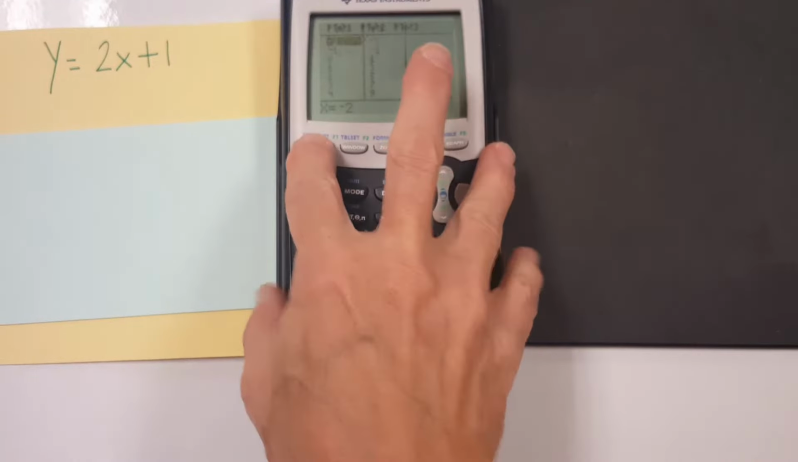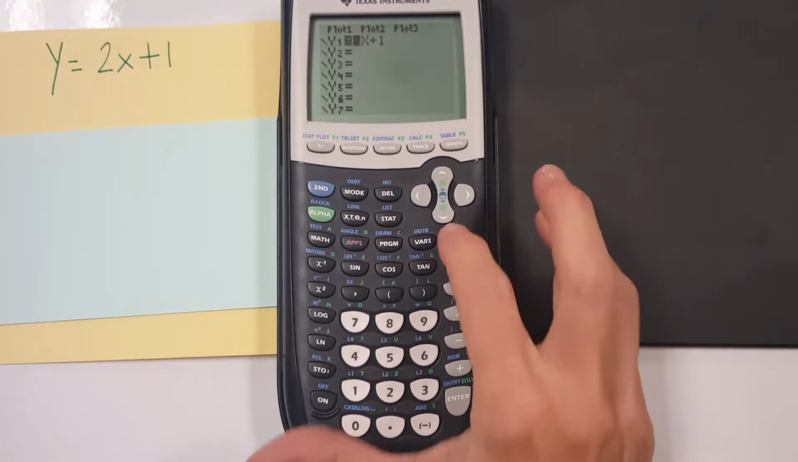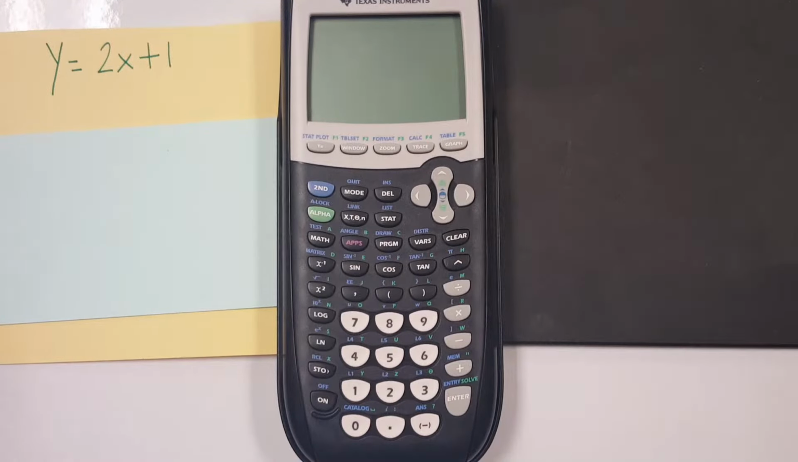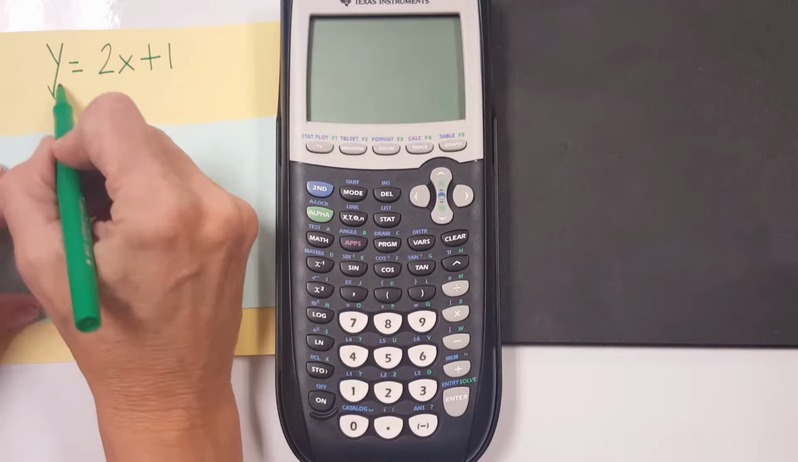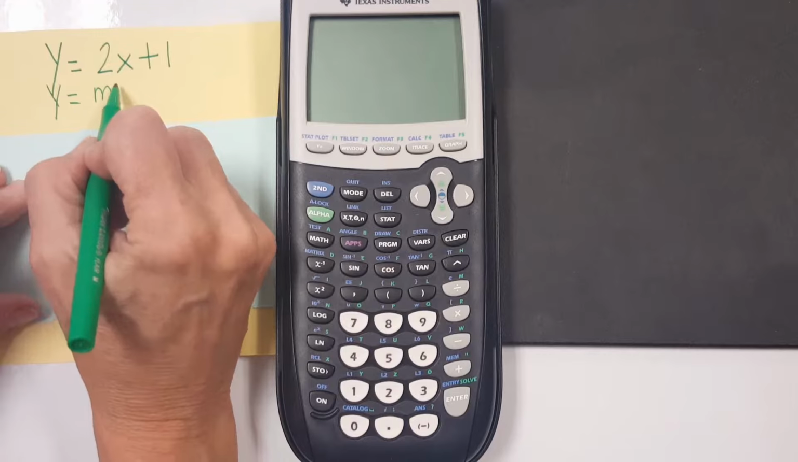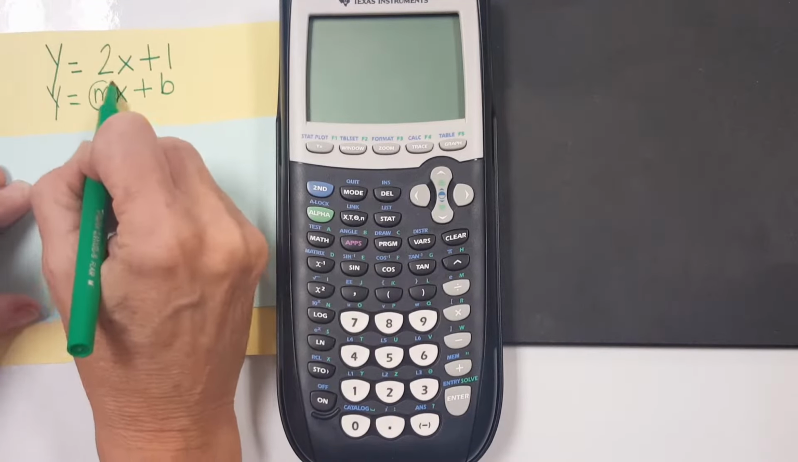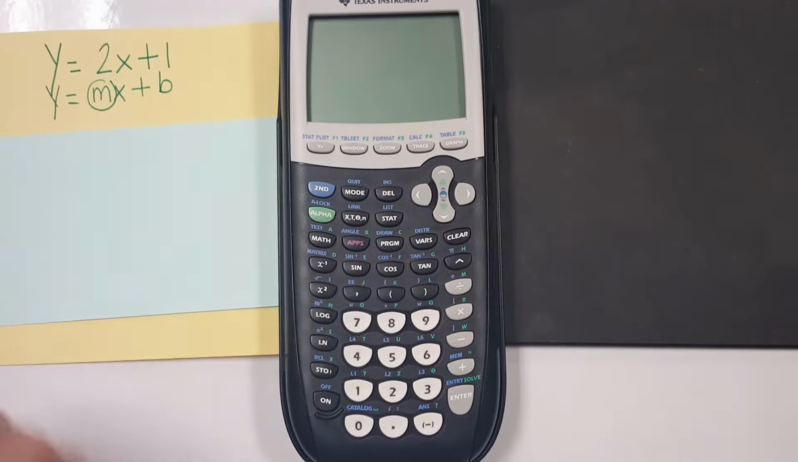So today we are going to learn how to use our calculators to graph equations, to graph functions, so that we can make graphs and we can make tables and we can find answers mostly to things we don't even know that we want. So I have an equation, y equals 2x plus 1. It is in slope-intercept form, mx plus b, where m is the slope and b is the y-intercept.